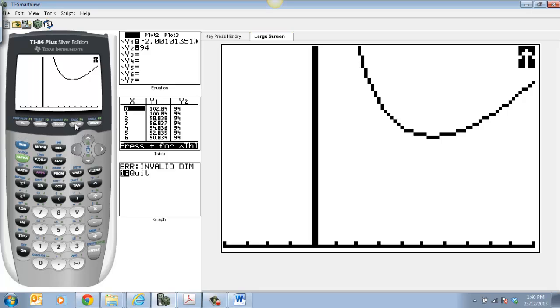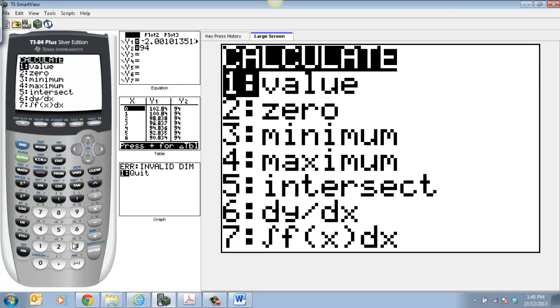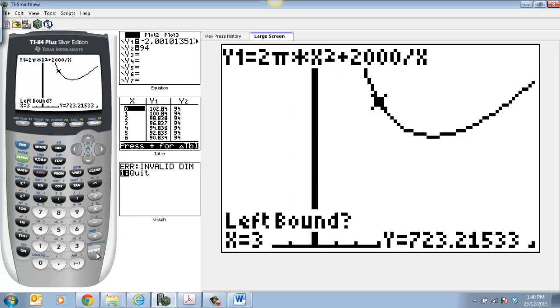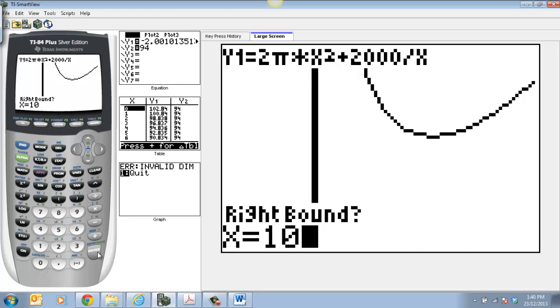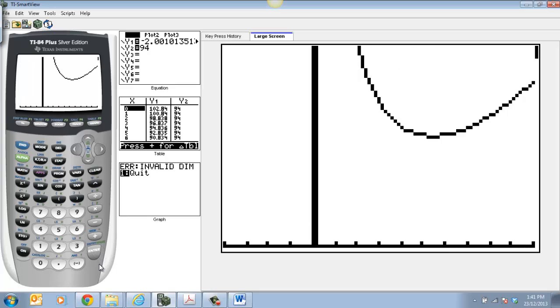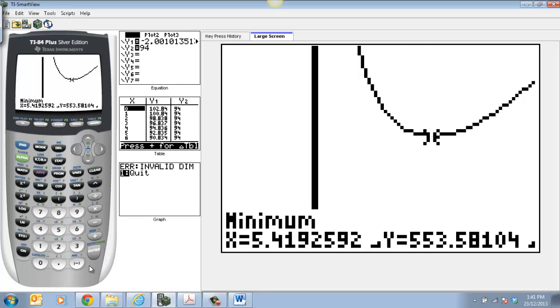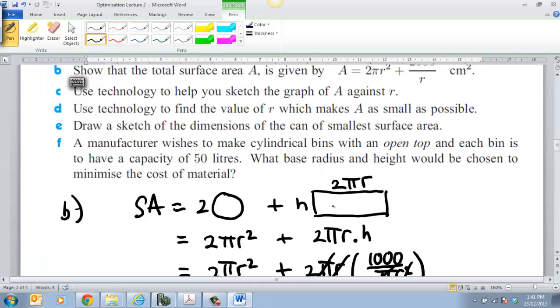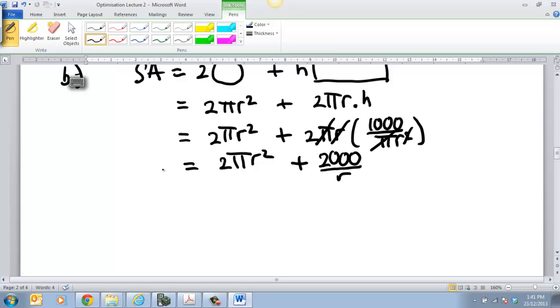I'll have to use my G-Solve again. Let's go to minimum, number 3. Left-hand side, yes. Go to the right-hand side, and I'll just type in 10. Enter, and that will find that point for me. So the minimum value is when the radius is equal to 5.42.